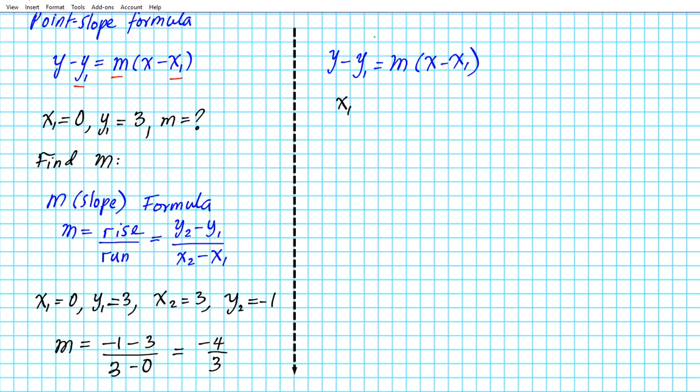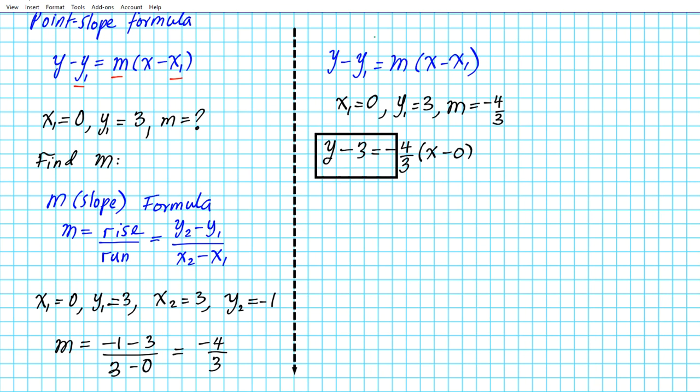So let's rewrite it. x1 is 0, y1 is 3, and m, now we know what m is. M is what? Negative 4 over 3. So we're going to plug everything into this formula. y minus 3 equals m, negative 4 thirds, times (x minus 0). Bam. Ladies and gentlemen, this is the point-slope form of the equation of a line that goes through the given points.